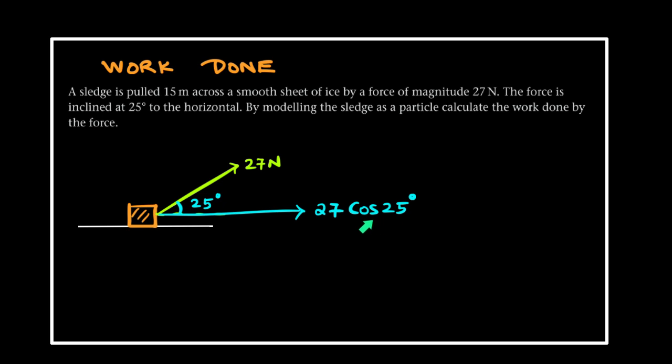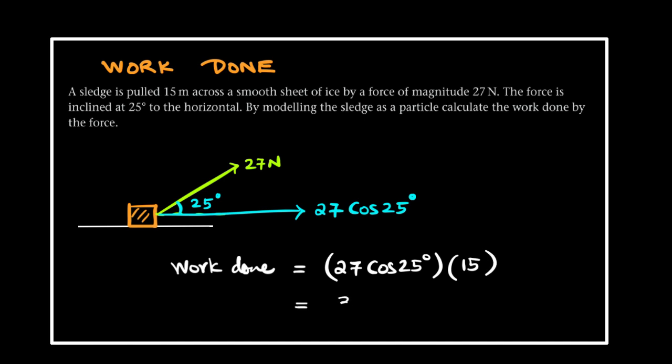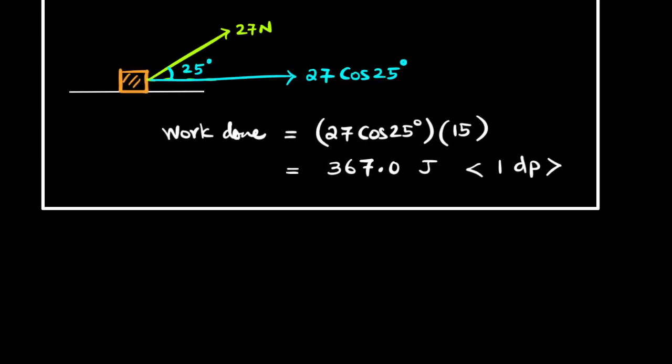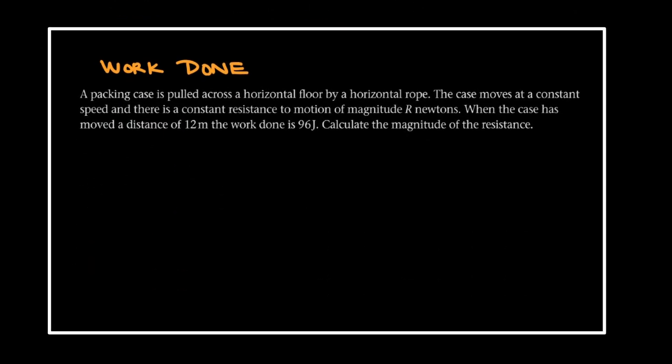Now this horizontal component of the force will make the sledge slide 15 meters across the surface. So therefore, the work done by the force is 27 cosine 25 degrees multiplying with 15 meters, and this answer comes out to be 367.0 joules. The answer is given correct to 1 decimal place. Now let's look at a different question, something like this.